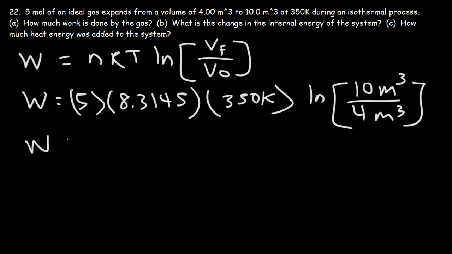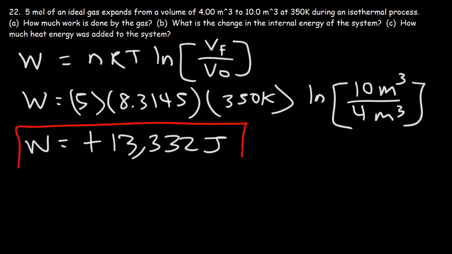So you should get W is equal to positive 13,332 joules. So that's how you can calculate the work done during an isothermal expansion. Now, what about part B? What is the change in the internal energy of the system?